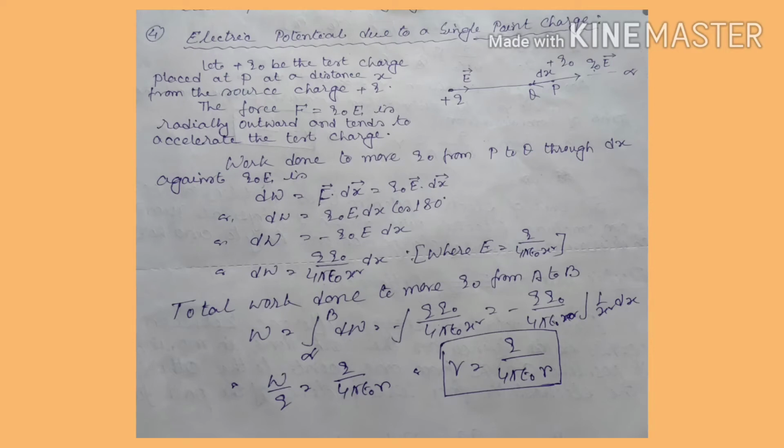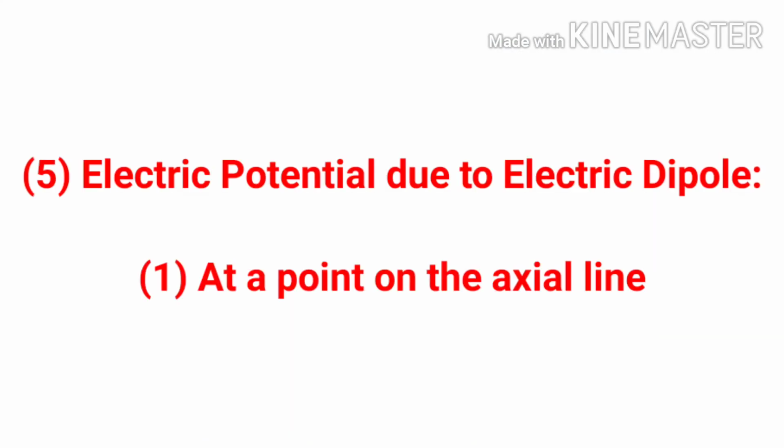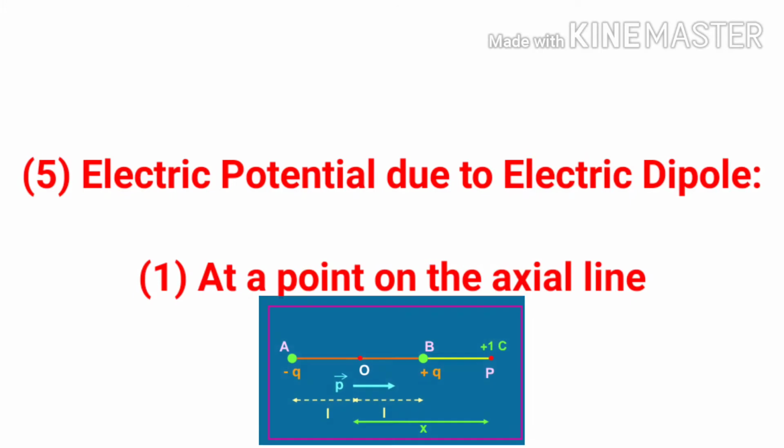Integrating, we have W is equal to q0 q by 4 pi epsilon naught r. So W by q0, that is equal to V, is equal to q by 4 pi epsilon naught r. So this is the electric potential due to a single point charge. Now number 5, electric potential due to an electric dipole.